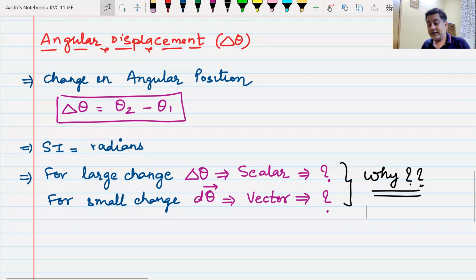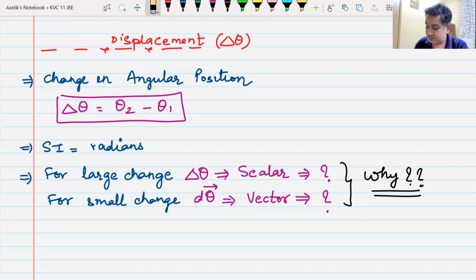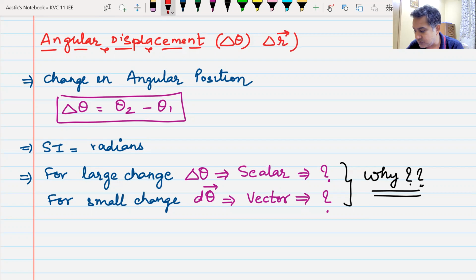Angular displacement, if I just rub this part, it becomes what? Displacement. And that is the term that it is actually similar to. The term that we had done in 1D and 2D motion, delta R. But there, that displacement, delta R, change in position vector, was always a vector.